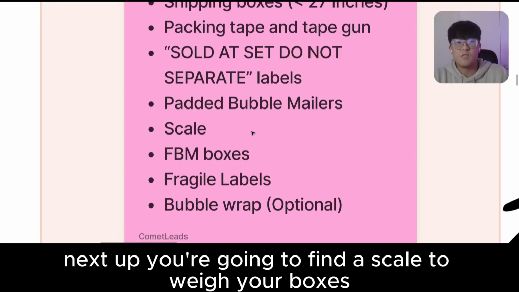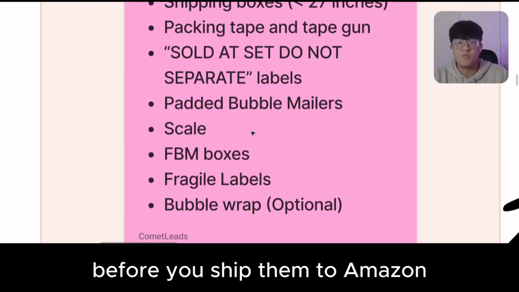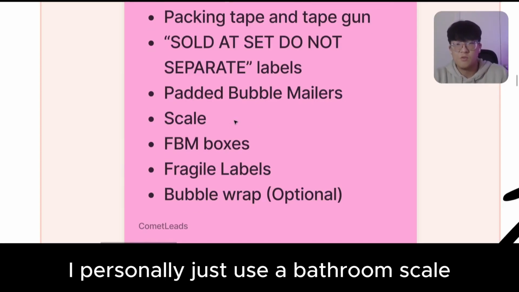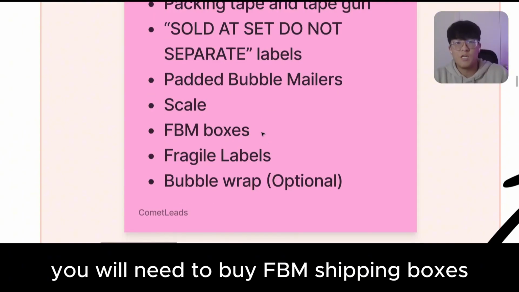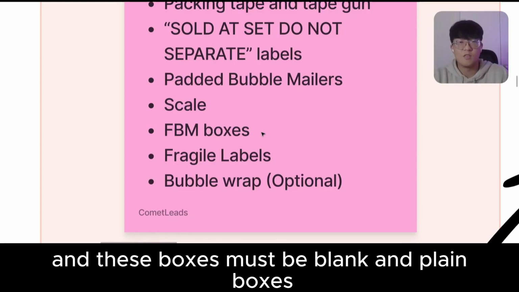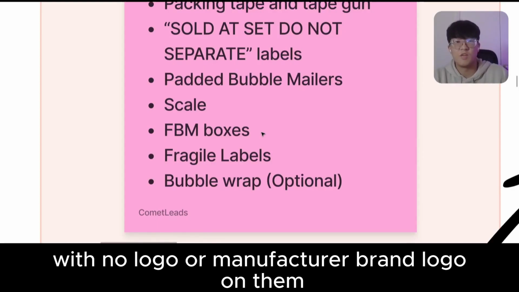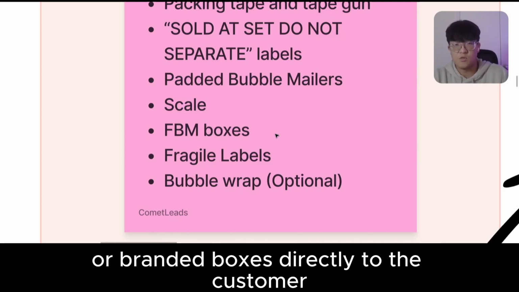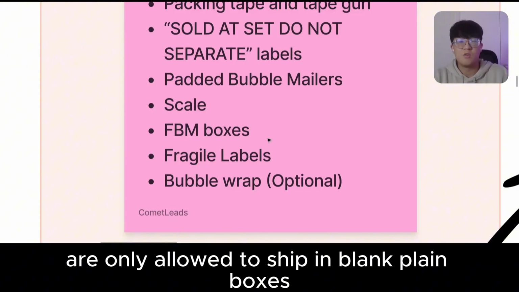Next up, you're going to find a scale to weigh your boxes before you ship them to Amazon, because your boxes cannot be over 50 pounds each. I personally just use a bathroom scale. It works perfectly fine. Next up, you will need to buy FBA shipping boxes, and these must be blank, plain boxes with no logo or manufacturer brand logo on them, because Amazon forbids sellers to ship products in manufacturer or branded boxes directly to the customer. It's called drop shipping. You're only allowed to ship in blank, plain boxes.